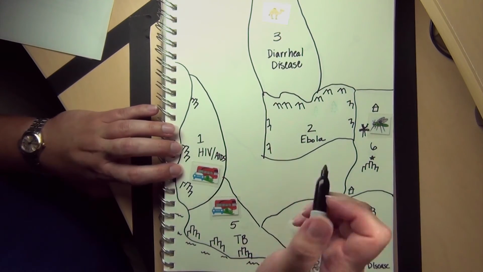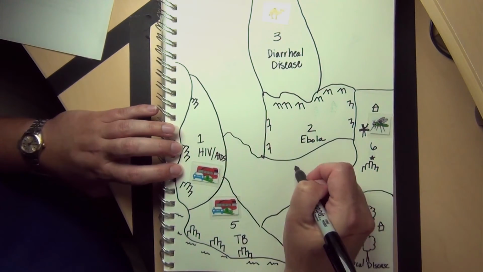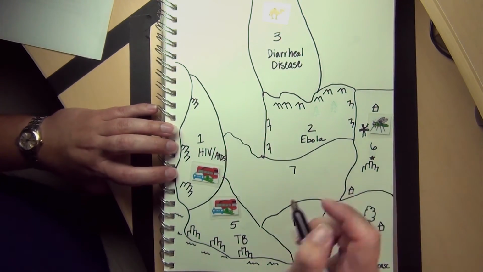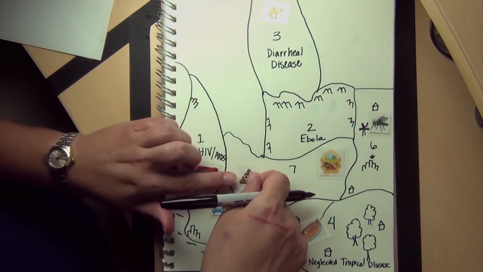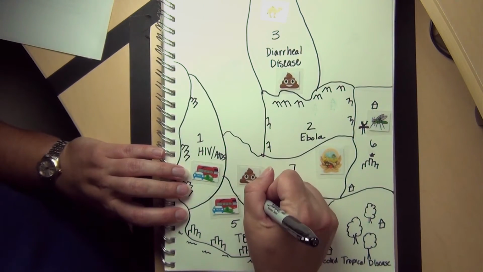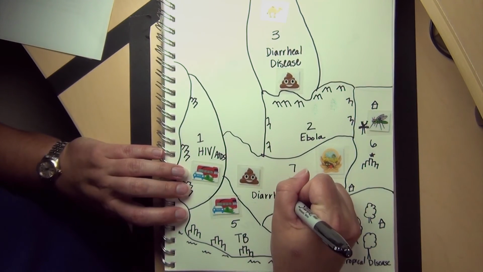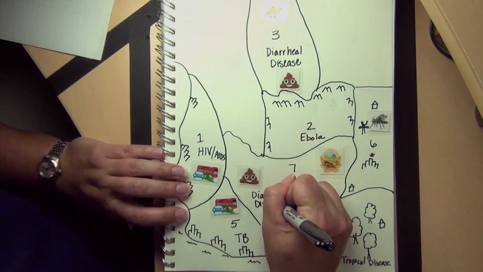Country number 7 enjoys a temperate climate and a predominantly agricultural landscape. The lack of paved roads makes transportation challenging, and the average yearly income is $900. The country has a high rate of diarrheal disease.